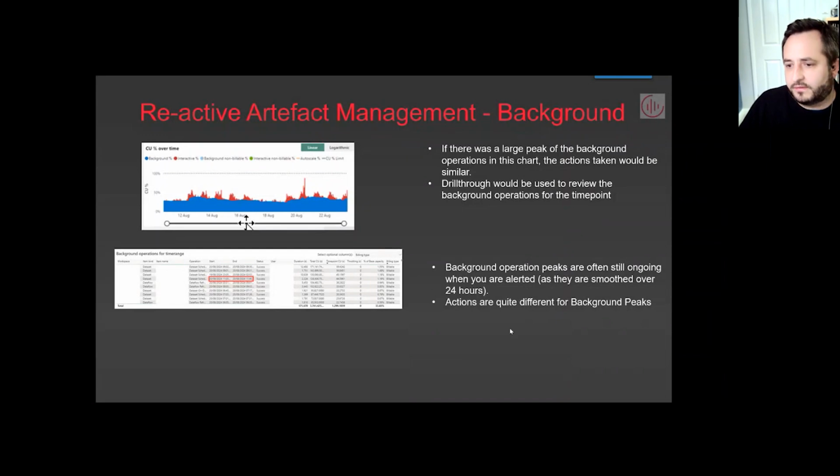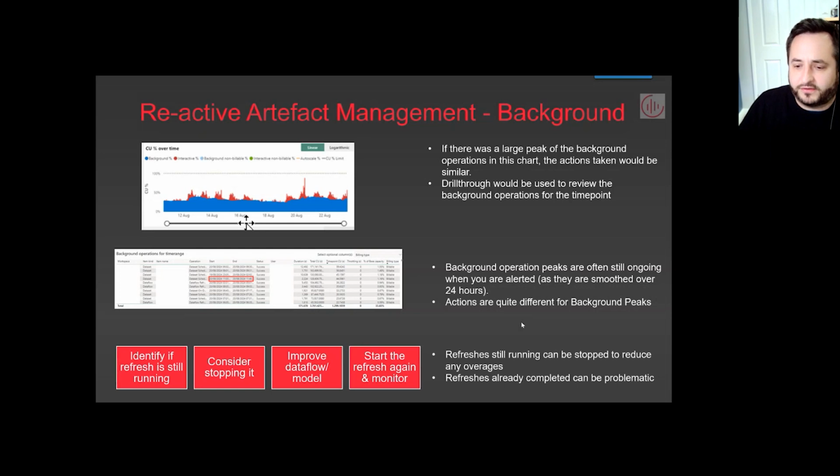Whereas the interactive operations tend to be quite quick. So with a background operation, if it is still running and causing problems, you'd find out first of all if it's still running. You would consider whether to stop it straight away if it's burning huge amounts of capacity, and then you would work with the owner to understand what's going on in that refresh that's making it so expensive. Because background operations are typically very low in the amount of capacity that they take up.